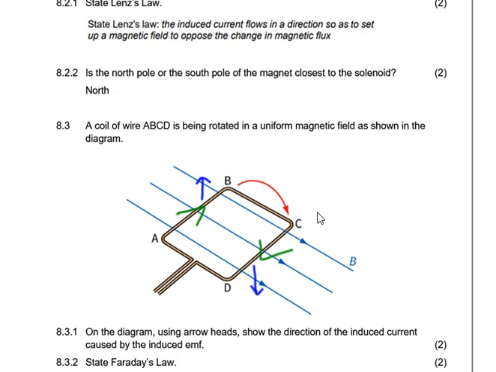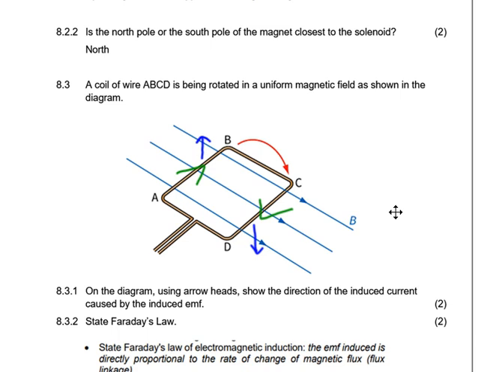Then a coil of wire ABCD is being rotated in a uniform magnetic field. So we are providing the mechanical energy. So it's being rotated as shown. So this side, the AB, is going up in the rotation, and the CD is going down in the rotation. So there isn't current in this wire as yet. The motion of the coil inside that magnetic field induces an EMF, which in turn induces the current.